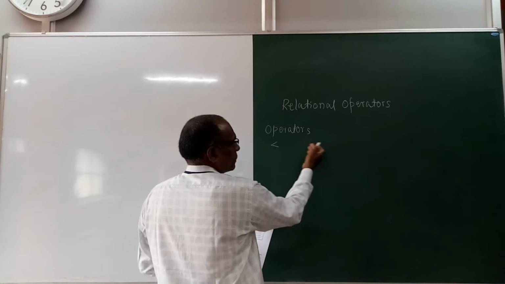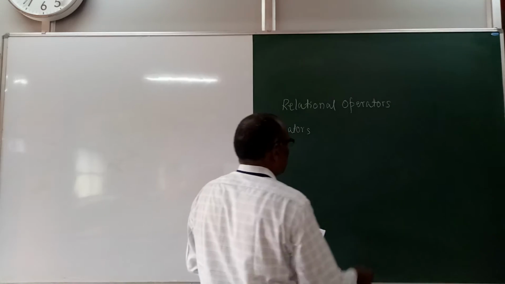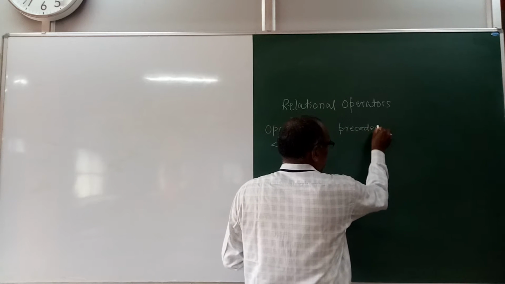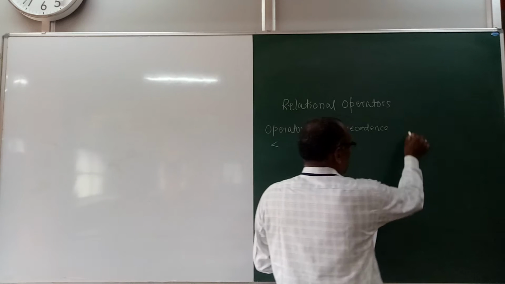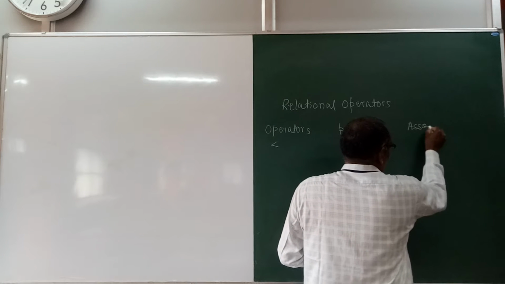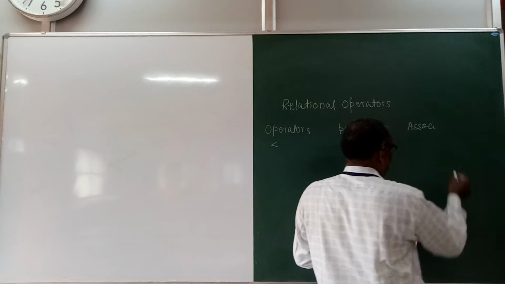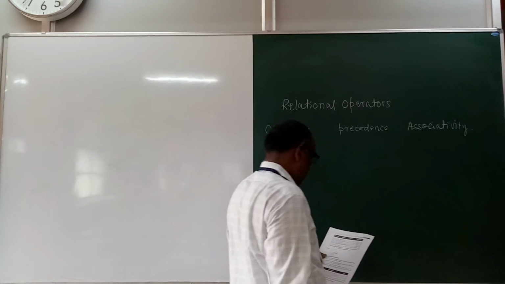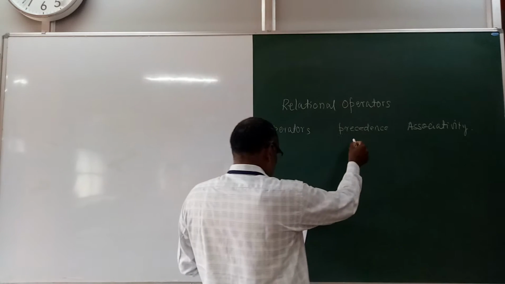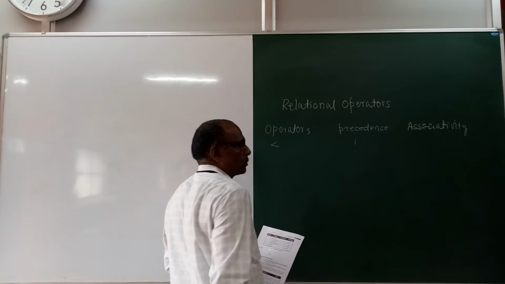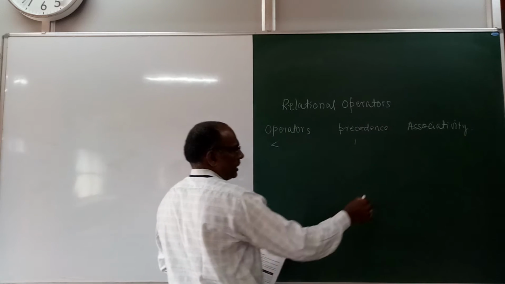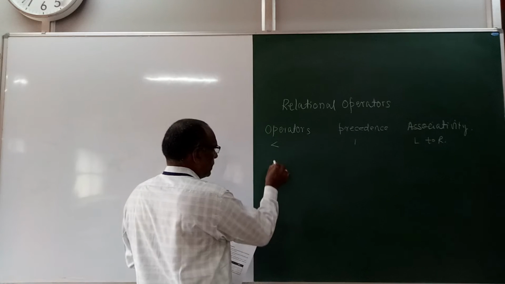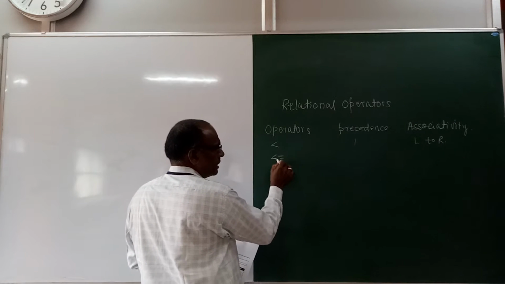So, less than, its meaning is less than, I need not write. I'll write here precedence, P-R-E-C-E-D-E-N-C-E, precedence, and associativity, how it is evaluated. Less than, its precedence is 1, priority, say left to right. Then we have less than or equal to, and this is its symbol.